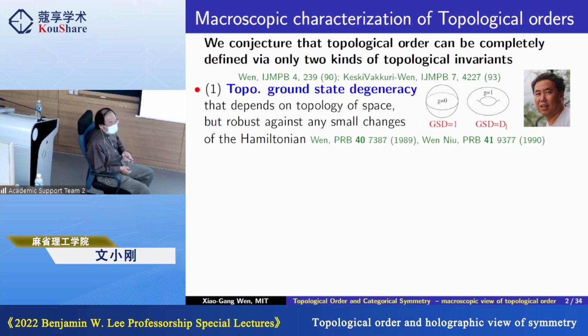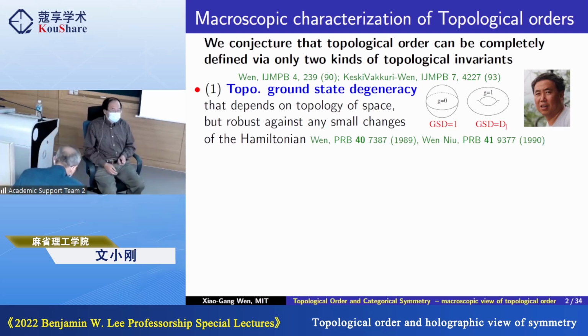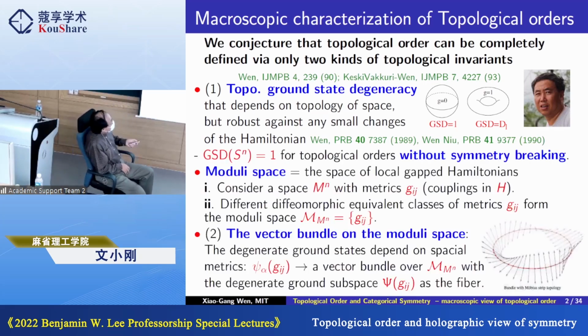Okay. But however, there's a problem. Topological order is actually very rich, and the ground state degeneracy is just some integers. That does not have enough information to distinguish all different topological orders. Indeed, that's the case. There are different topological orders with the same ground state degeneracy. So we need more data. One way to get more data is by introducing the so-called moduli space.